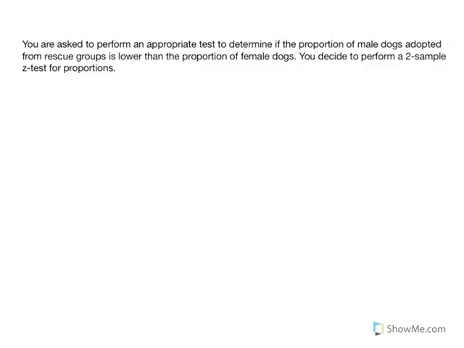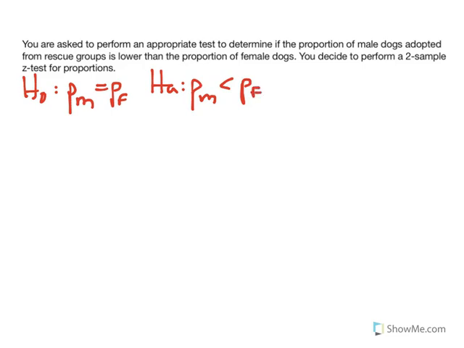So let's say you're asked to perform an appropriate test to determine if the proportion of male dogs adopted from rescue groups is lower than the proportion of female dogs. They give you all the stats you need to work with, and you decide to perform a 2-sample z-test for proportions. Let's say that your null hypothesis is that the proportion of male dogs is equal to the proportion of female dogs adopted. That our alternative would be that the proportion of male dogs adopted is less than the proportion of female dogs adopted. And let's say we run our test and we get a p-value of 0.382.